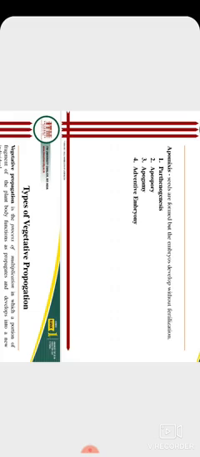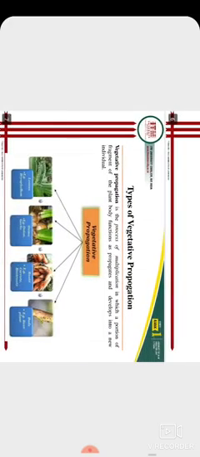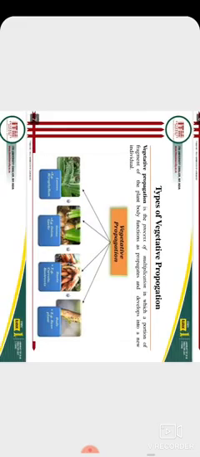It is also of two types. It can be propagated either naturally or artificially. So I will first tell you about the naturally propagated.